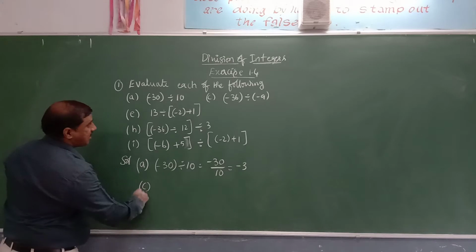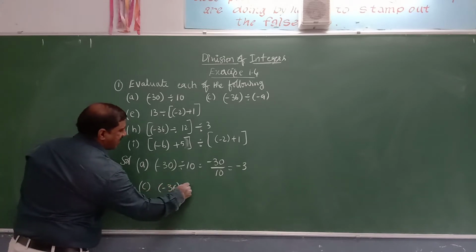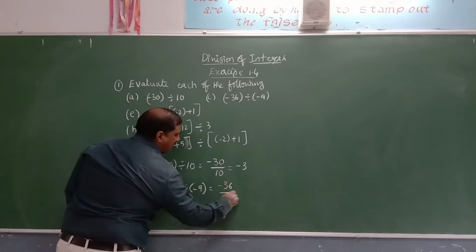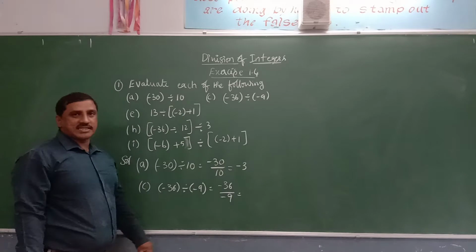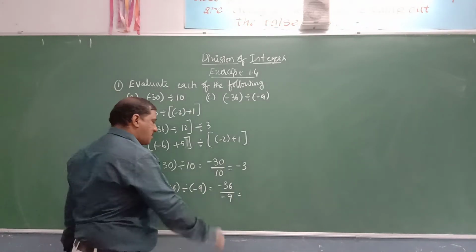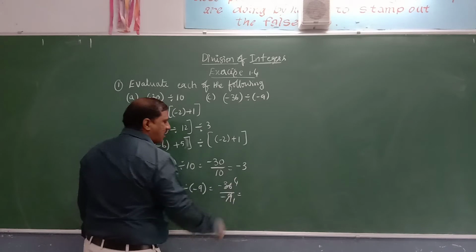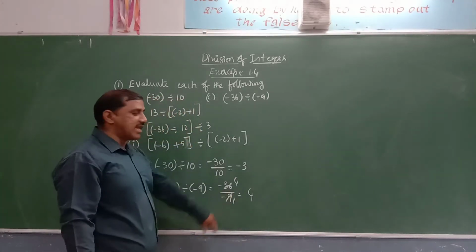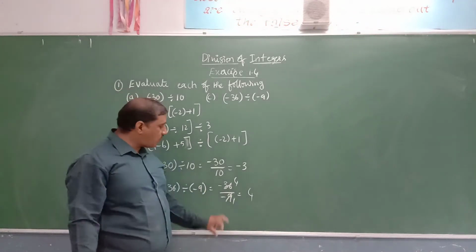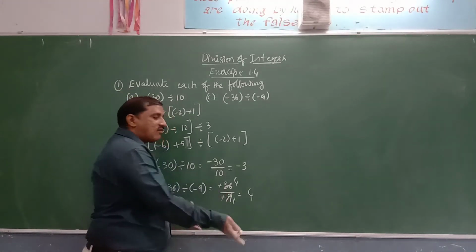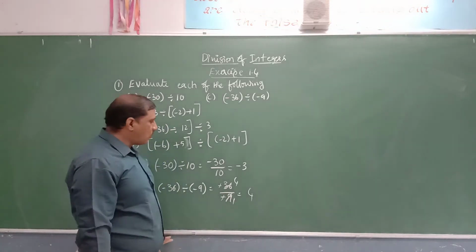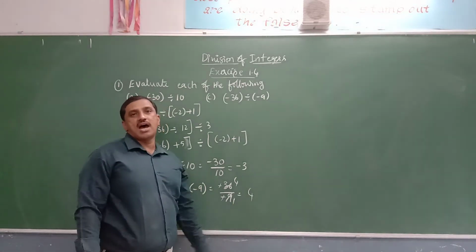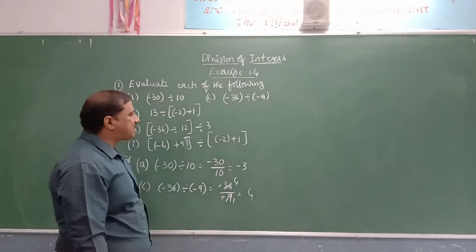Then the C bit: minus 36 divided by minus 9. Ignore the signs and divide the numbers as whole numbers. 9 fours are 36, and keep a plus sign before the quotient. Here the quotient is plus 4, which is simply 4, and the minus signs cancel. We get a positive result. As I told, we ignore the signs, divide the numbers as whole numbers, and keep the positive sign, so we get plus 4.